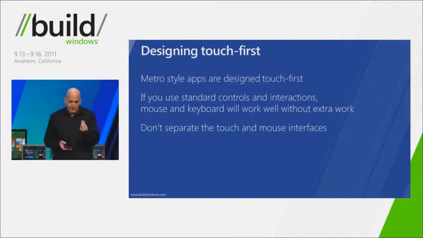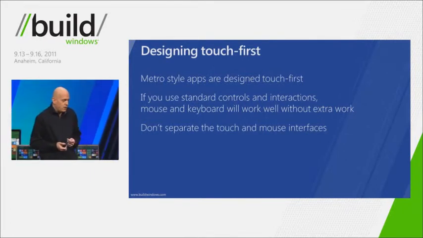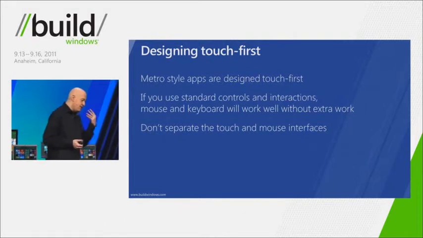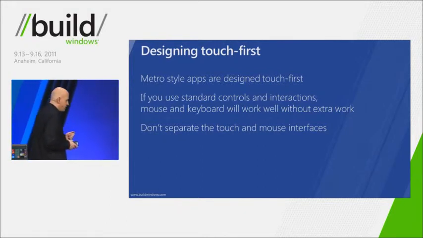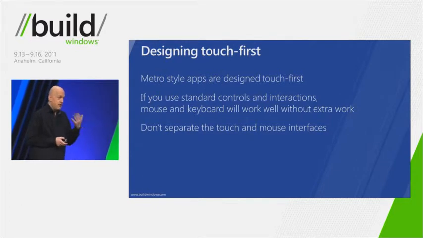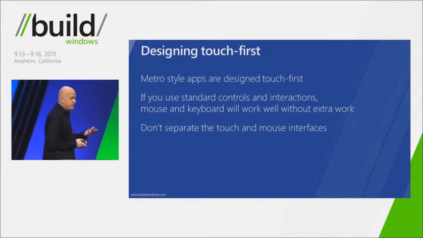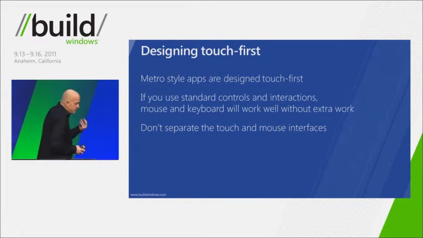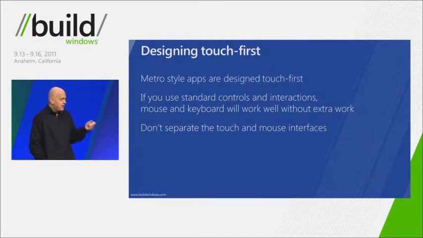The last thing that people really ask is, what about mouse and keyboard? We've seen all of this touch-first interaction. What am I supposed to do as a developer to take advantage of mouse and keyboard? The most important thing is don't bifurcate, that means separate, the touch and mouse interfaces. Don't create a different interface for mouse than what you use for touch.